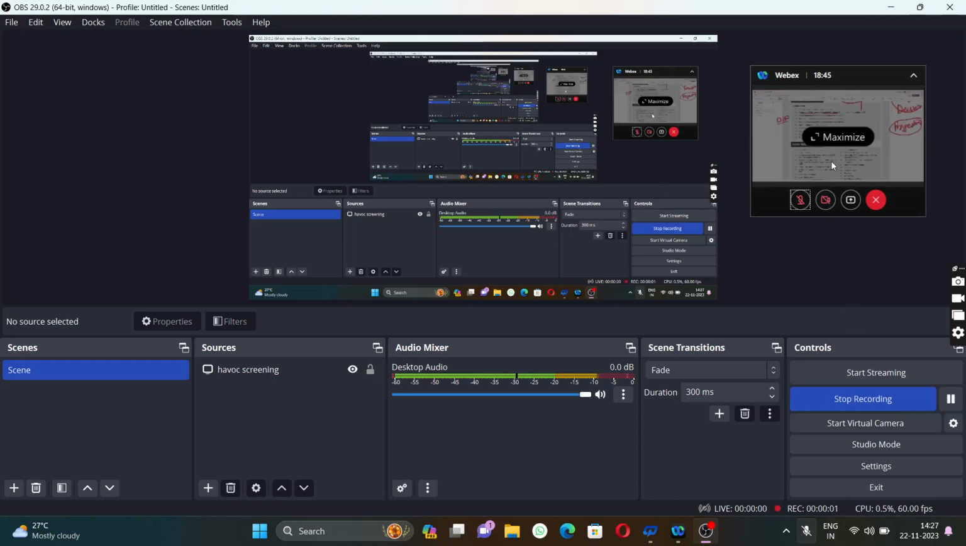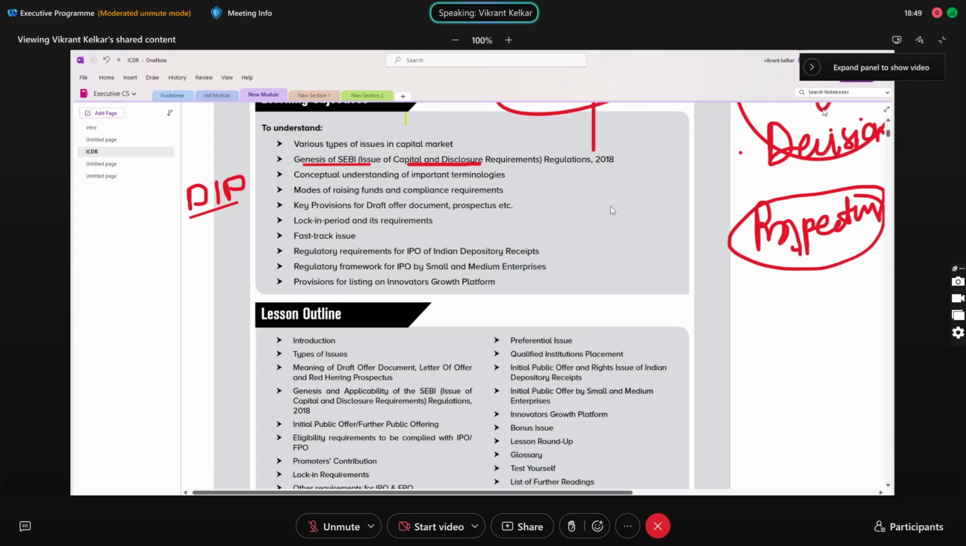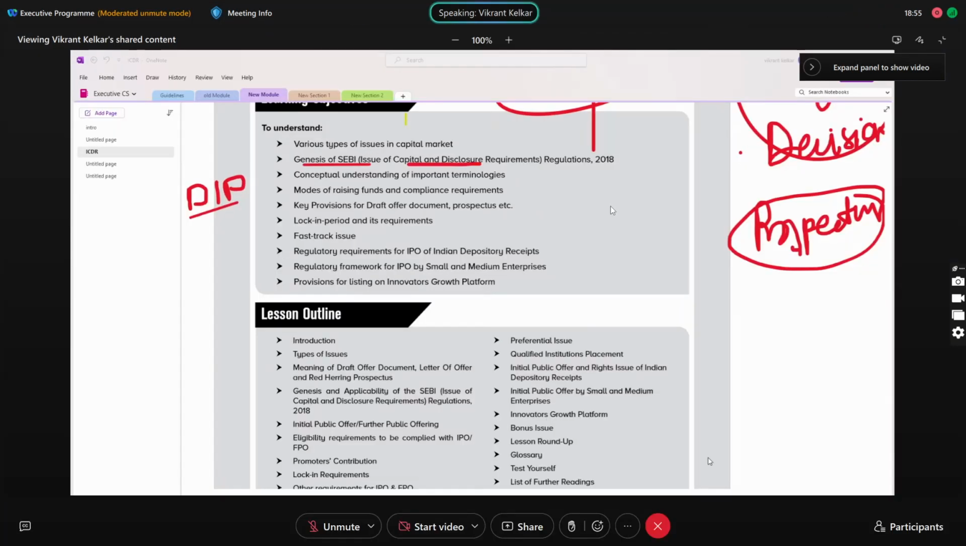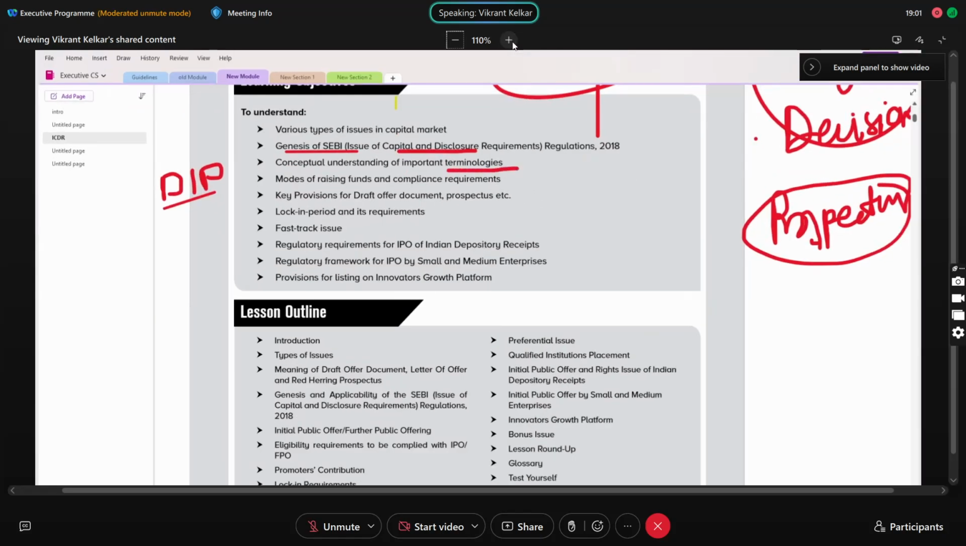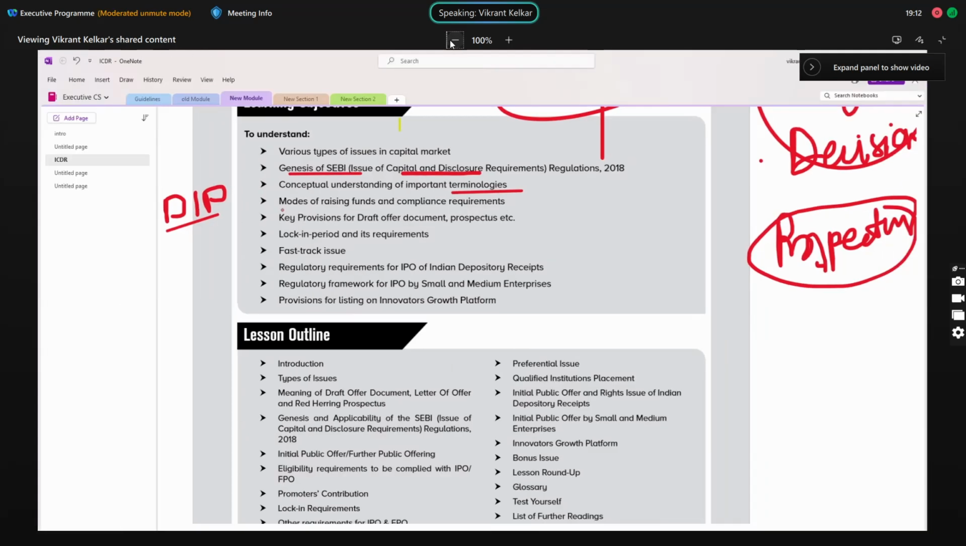History of ICDR. We will not go into detail into its genesis. Why? Because that is past information. We are concerned with the latest development. So the next part is conceptual understanding of important terminology. Yesterday, we started with this part, important terminology related to ICDR, and we're going to discuss it in detail today. Modes of raising funds and compliance requirements.